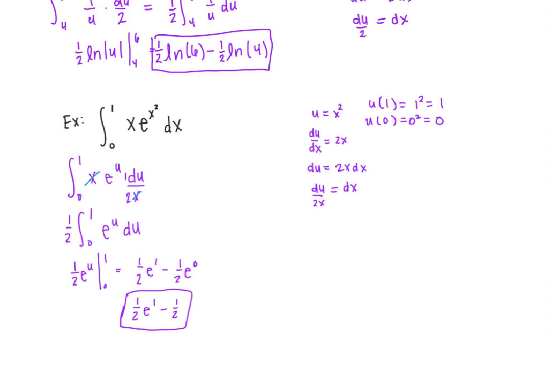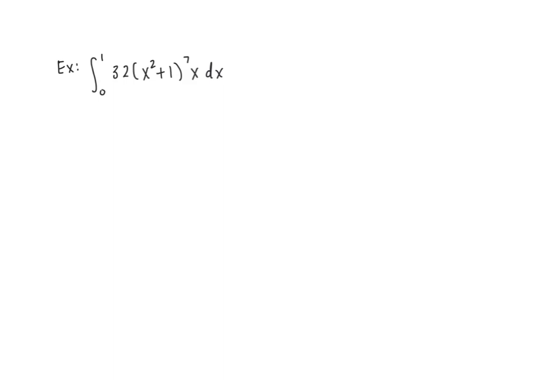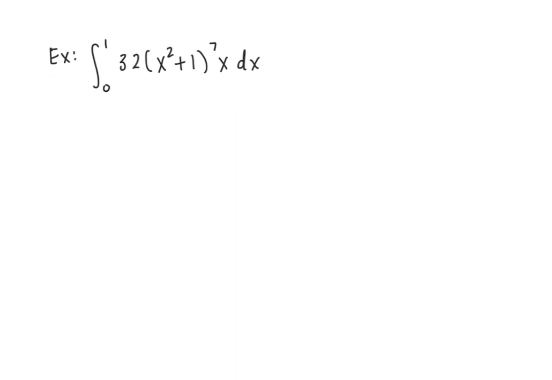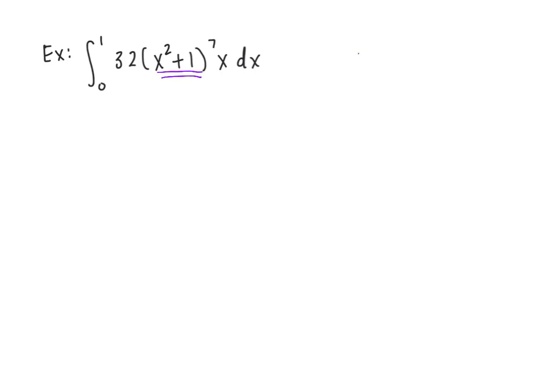All right, we've got one more example that we're going to do, and then you guys are going to have some practice problems to work on. This one looks a little scary, but it's not that bad, I promise. I'm going to let u be this inside. So u equals x squared plus 1. So du dx is 2x. Isolate the dx.